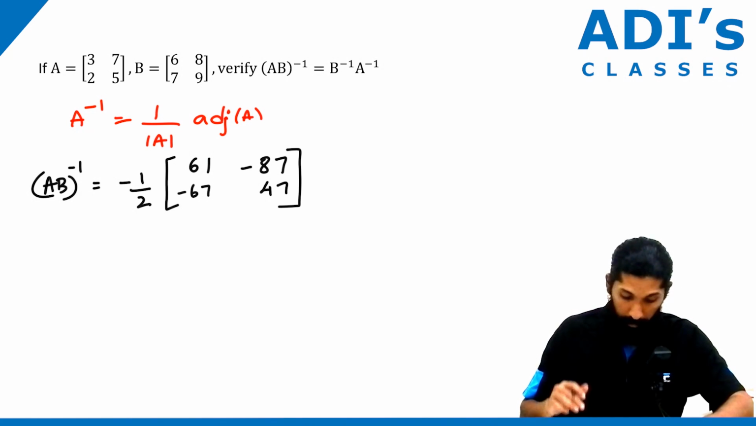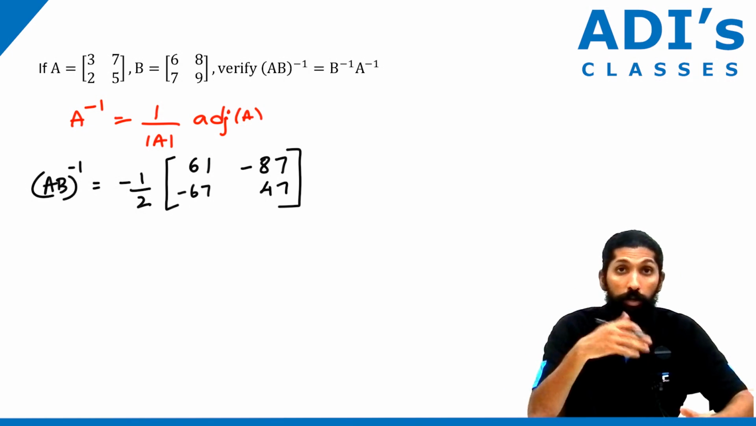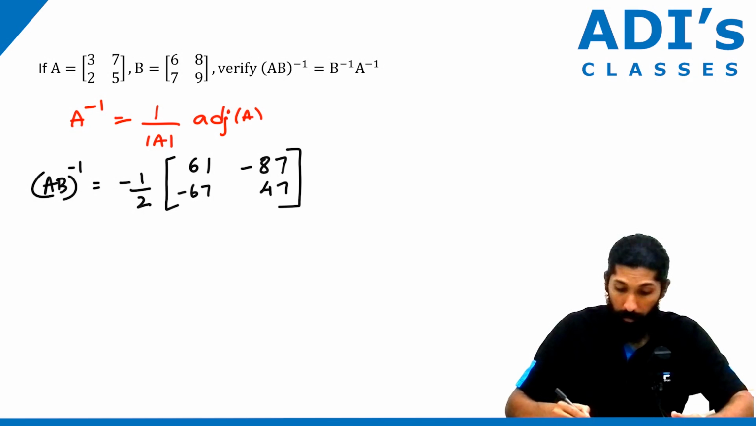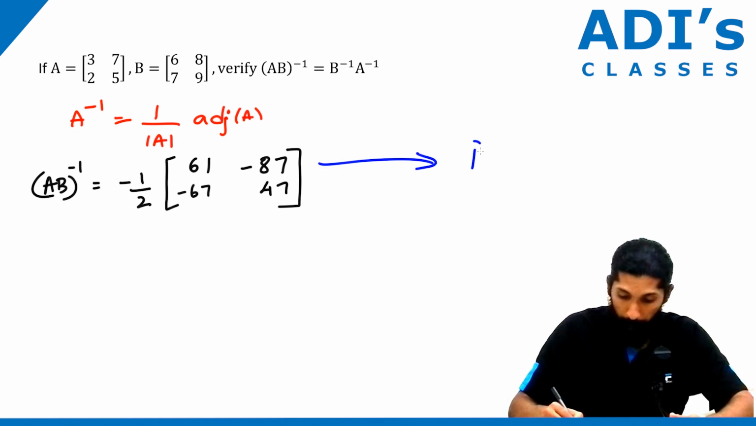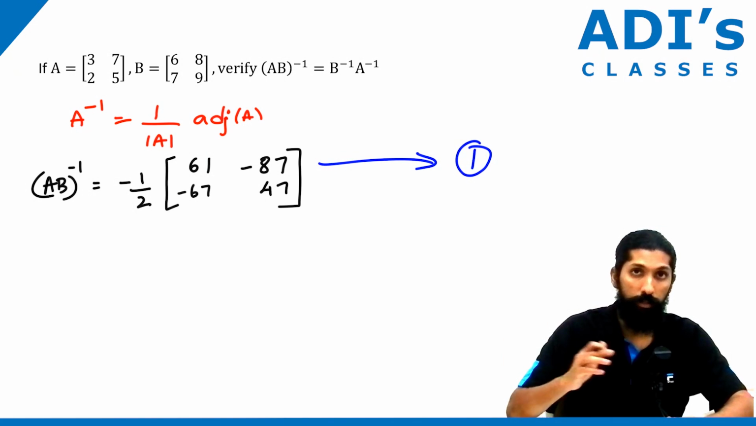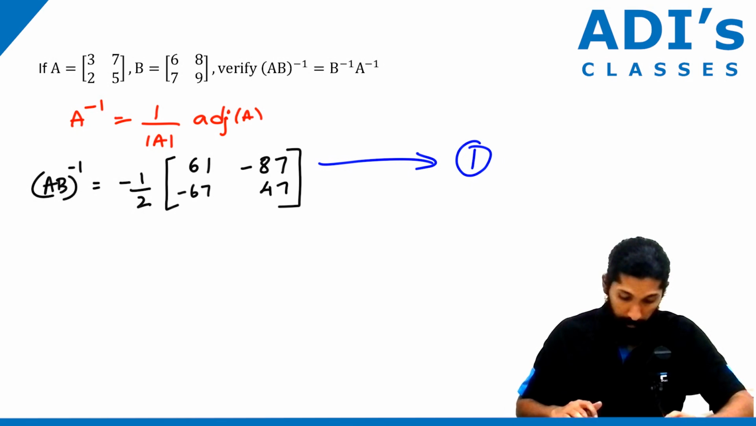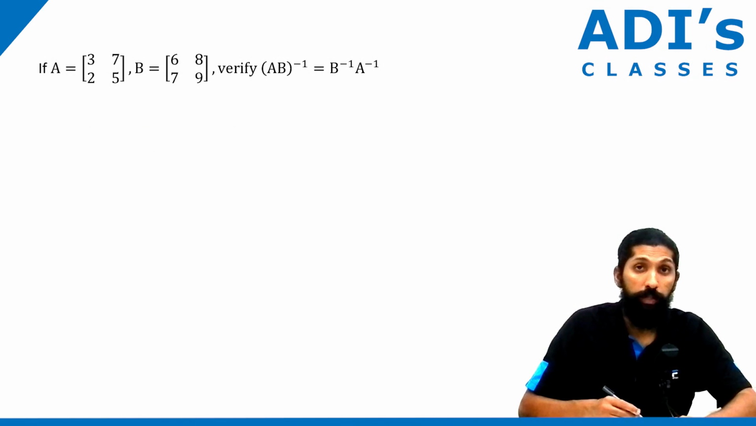Now you have to calculate A inverse separately, B inverse separately, and then you have to calculate. See, this we'll call equation number 1. Fair enough? Are equations 1 and 2 one and the same? You just have to calculate this one. Fair enough? Let's do the next part now. We'll calculate A inverse, B inverse separately.